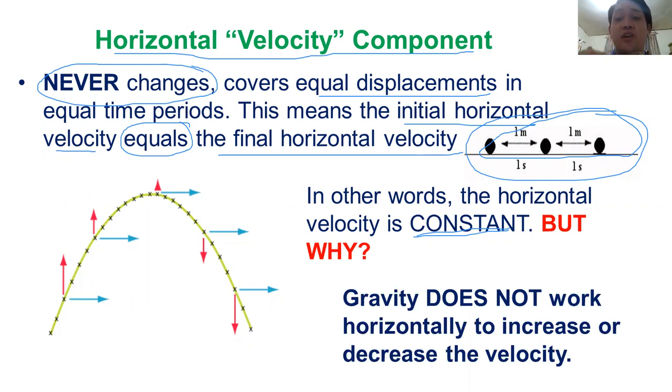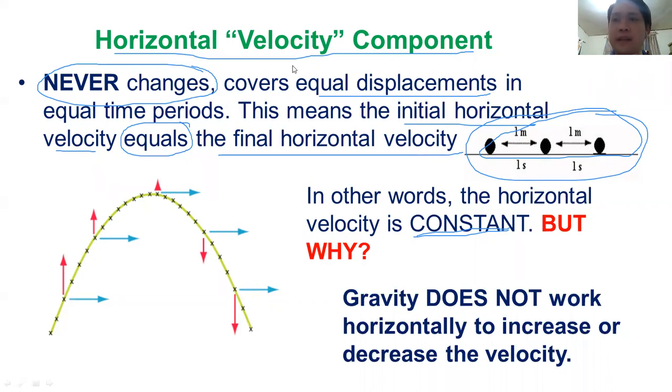Gravity does not work horizontally to increase or decrease the velocity. You can relate that one. Try to imagine this one. Correct? So again, the horizontal velocity is constant because gravity does not work horizontally to increase or decrease the velocity. So I hope you can imagine that and relate to it.